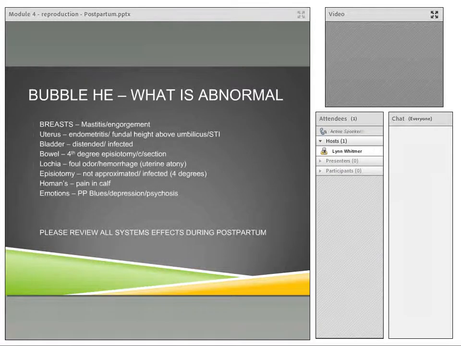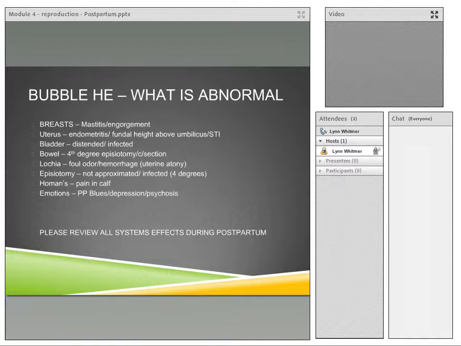Lochia, we watch for hemorrhage, and remember we talked about uterine atony. And if she has no tone, the uterus is boggy, and if the uterus is boggy, it will bleed, and if it bleeds, we have an issue. So we've got to be prepared, and their initial intervention is fundal massage.